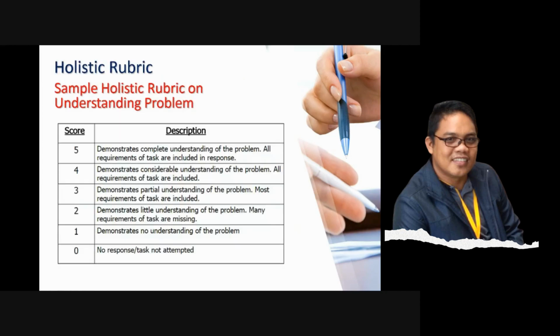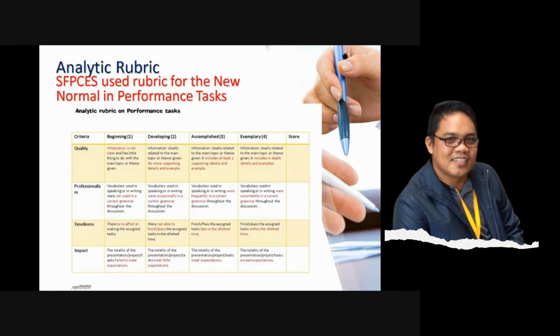So, example of this is a holistic rubric. This is a sample holistic rubric on understanding the problem. Meron tayong score 5, 4, 3, 2, 1, 0, then description. Pwede natin gamitin ang holistic rubric para madali lang yung rate natin sa activity. Pero mas maganda kung analytic yung gagamitin kasi mas concise yung pagbigay natin ng rate in every activity.